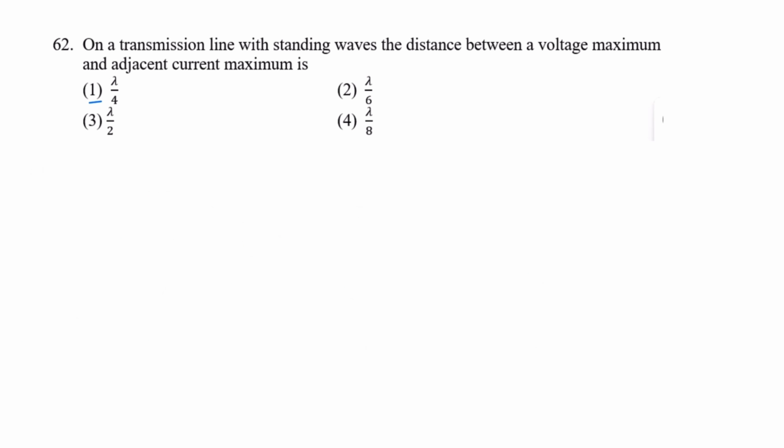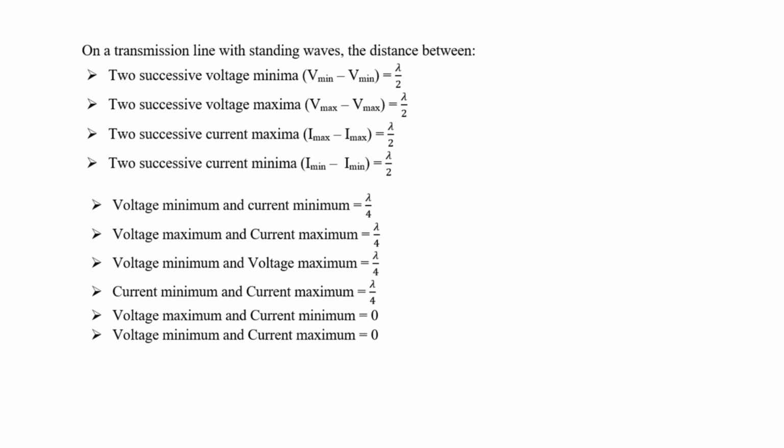Next question. For a transmission line with standing waves, the distance between voltage maximum and adjacent current minimum. So see here some important points related to maxima and minima, the distances between voltage maxima, current minima, like this. Two voltage minima are separated by lambda by 2 distance. Similarly, two voltage maxima are separated by lambda by 2 distance. Two current minima and two current maxima are separated by lambda by 2 distance. So the distance between one current maxima and other current maxima, one current minima and other current minima, one voltage maxima and other voltage maxima, one voltage minima and other voltage minima is lambda by 2.